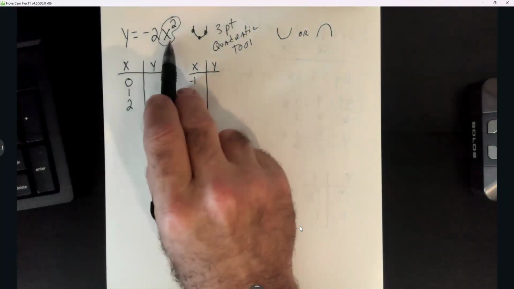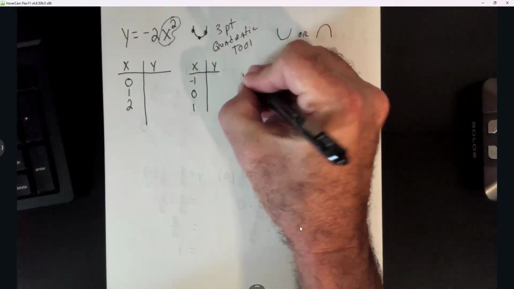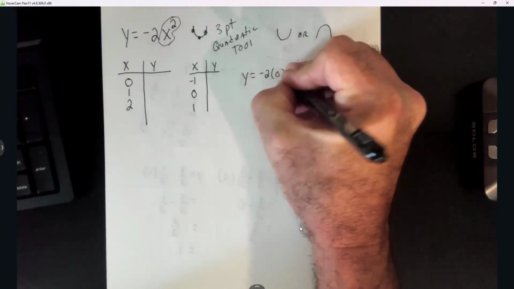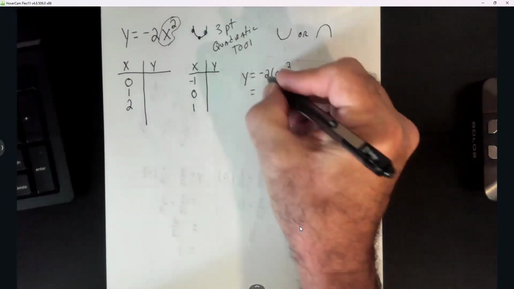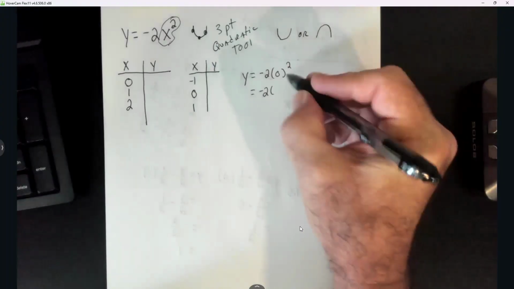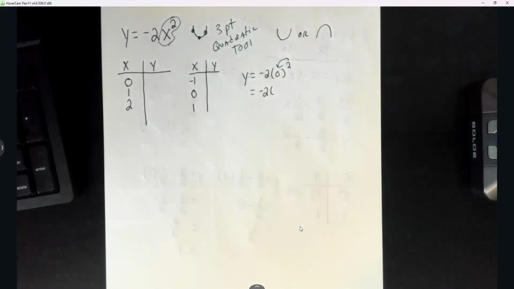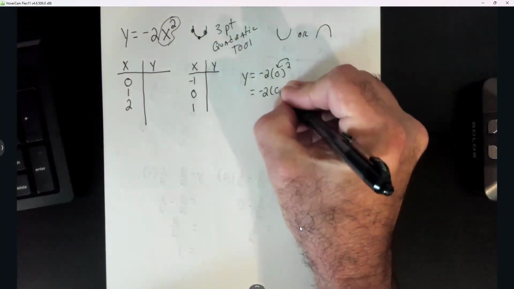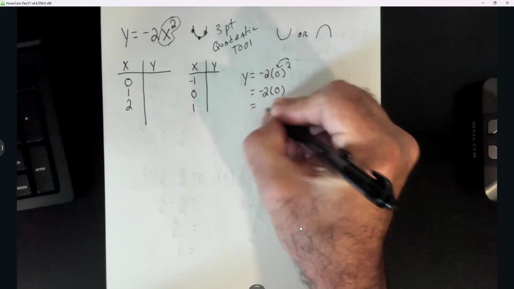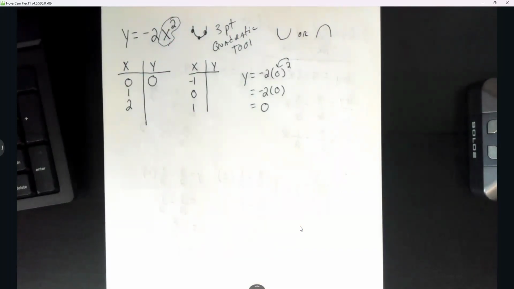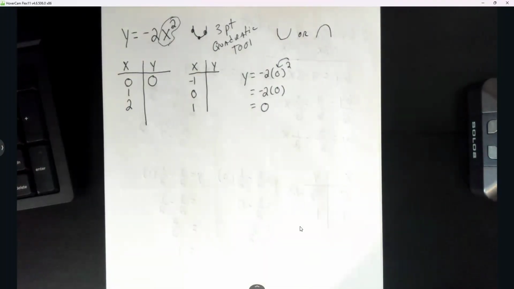So let me start out by putting a 0 in for that x squared. That's going to give me y equals -2 times 0 squared. So bring down that -2. So you're going to hit the exponent first. And 0 squared is 0. And then -2 times 0 is 0. So looks like when x is 0, y is 0 on that one.